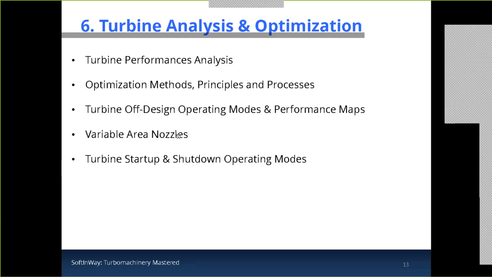Some of the different operating conditions that are not going to be at design point include the startup and the shutdown, which are also going to be introduced in this particular chapter. And for radial machines, we'll also talk about variable area nozzles, about how we can control the amount of flow that's going through a machine in order to be able to keep a good efficiency at different off-design conditions.